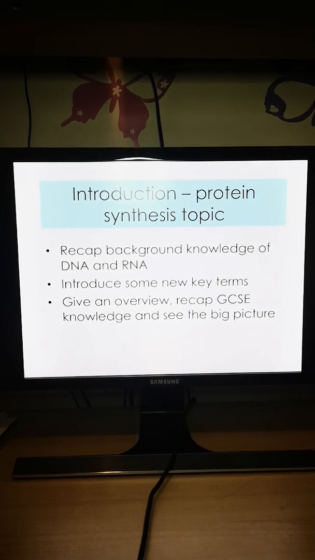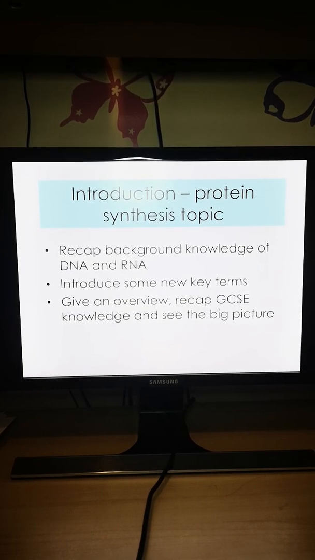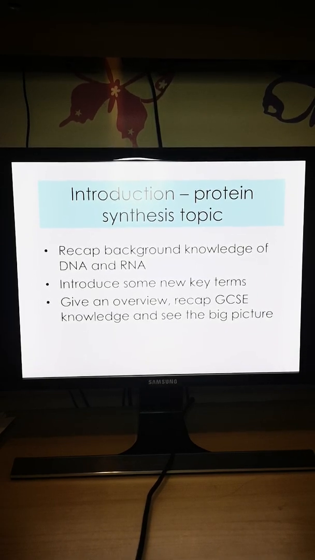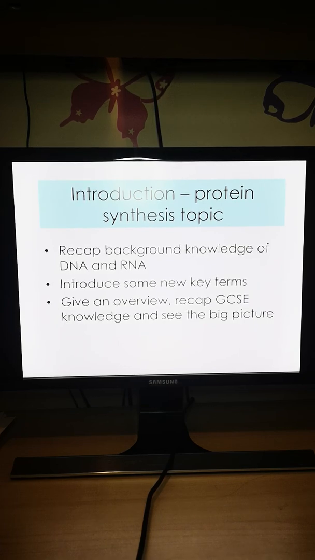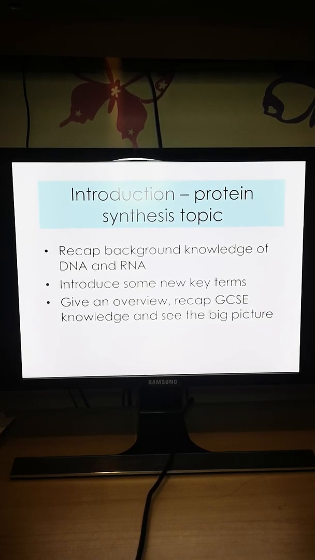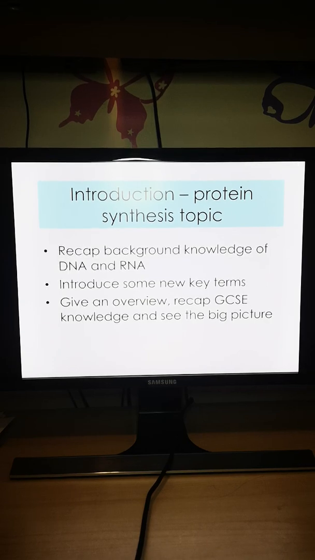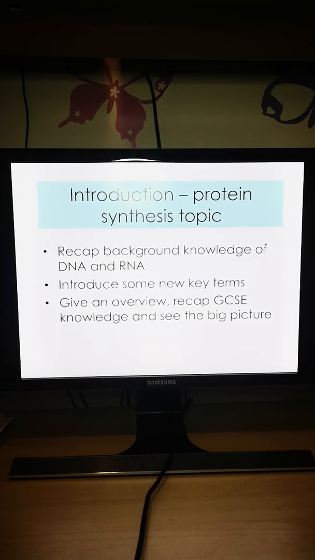Okay, so in this recap, I'm looking to review your DNA and RNA knowledge, introduce a few new key terms from the beginning of your student notes. So you will need some reference to your new topic 14 student notes that I've attached to your email. And then hopefully we'll get to the point where you can see an overview and recap your GCSE knowledge, help you see the bigger picture as we move forward to doing this topic in full next week.